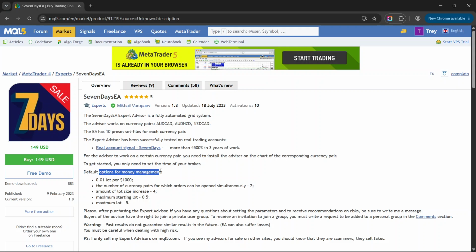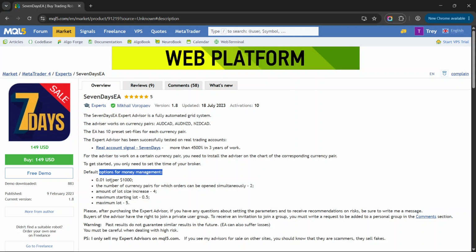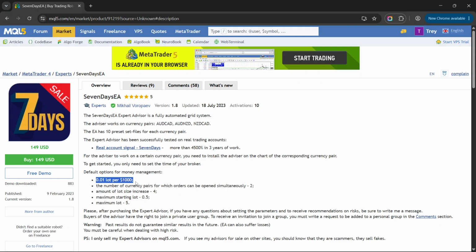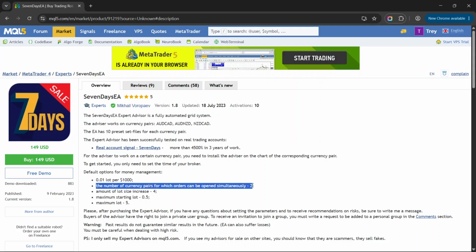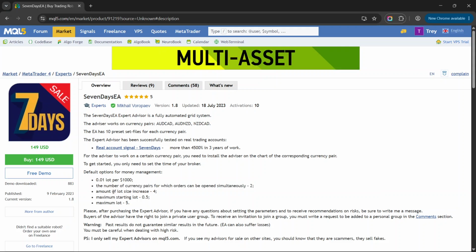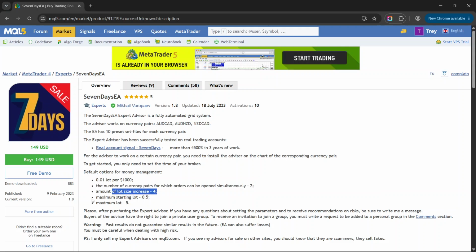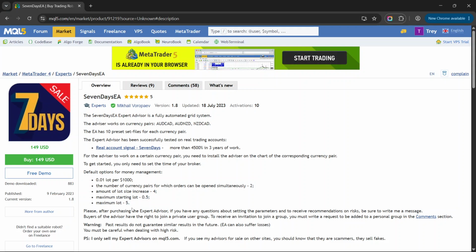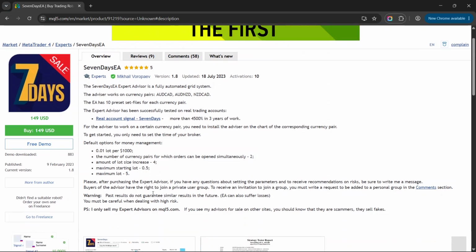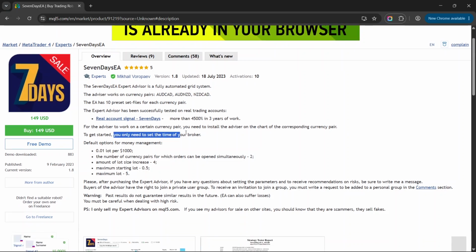The money management defaults they list are pretty clear: 0.01 lots per $1,000 in the account. They can trade up to 2 currency pairs simultaneously. The lot size increases up to 4, with a maximum starting lot of 0.5 and maximum lot of 5. They also mention you need to set your broker's time correctly for it to work, as you can see here.